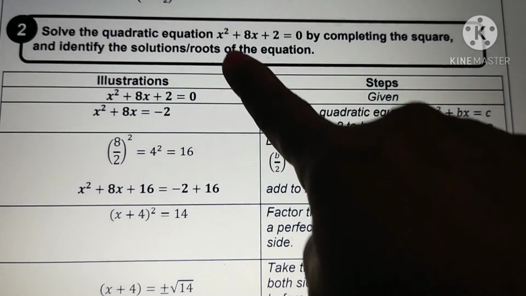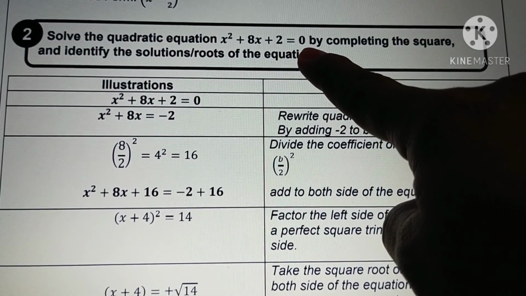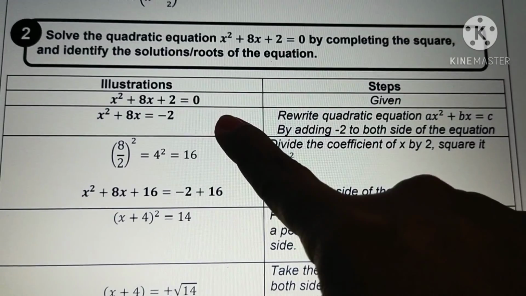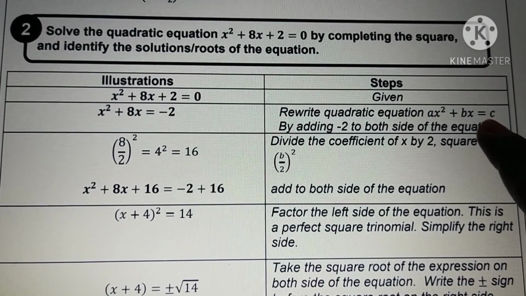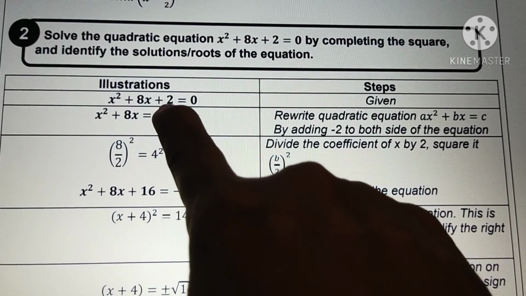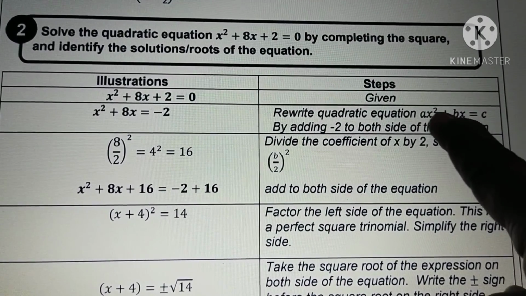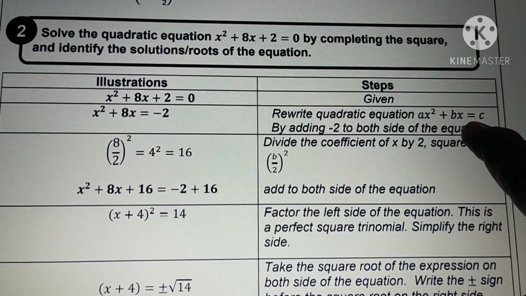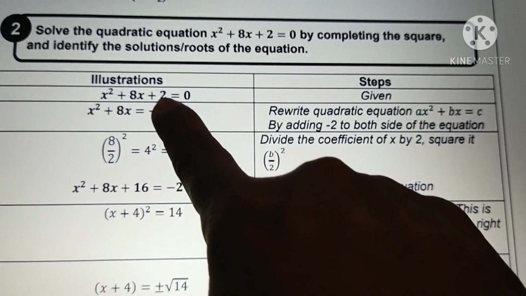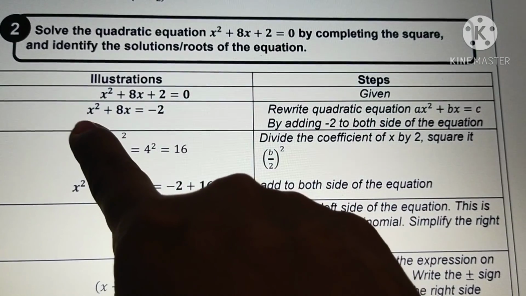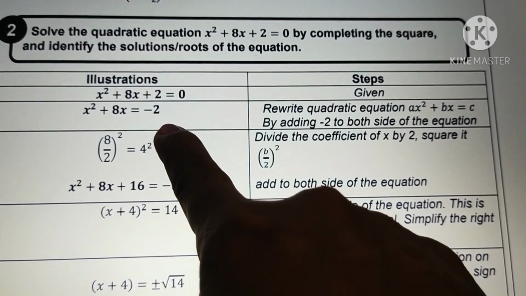Given, our equation is x squared plus 8x plus 2 equals 0. Our first step is rewrite the quadratic equation in this form. So, we're going to transfer the 2 to the other side to make it like this. Okay? So, c is a constant. So, therefore, since na-transfer naman ito, that will become x squared plus 8x equals negative 2.